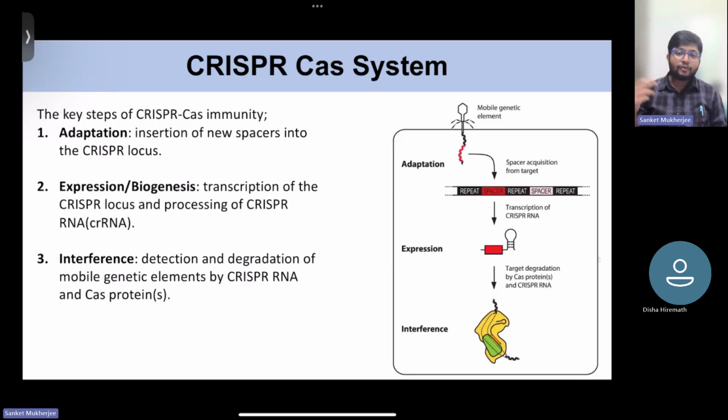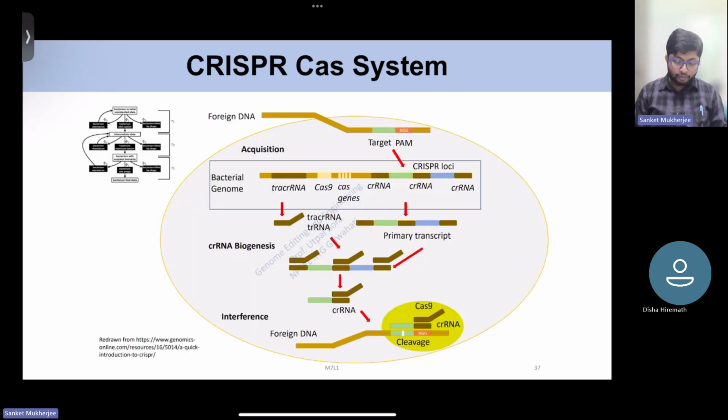So what are these steps we have already discussed? Adaptation, then expression, and then interference. Reproduction is not at all related to CRISPR-Cas9. It has nothing to do with it. Rather, it's a system of immunity. We have already discussed this, so we are not going any further.